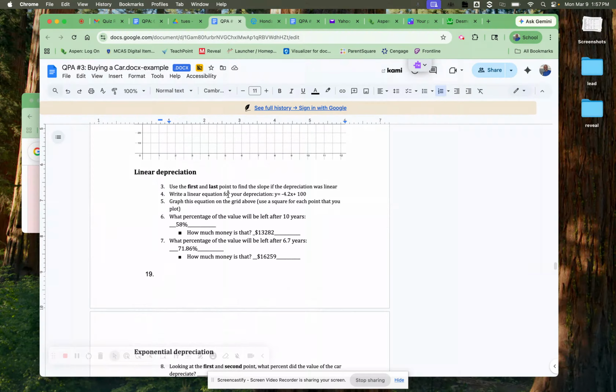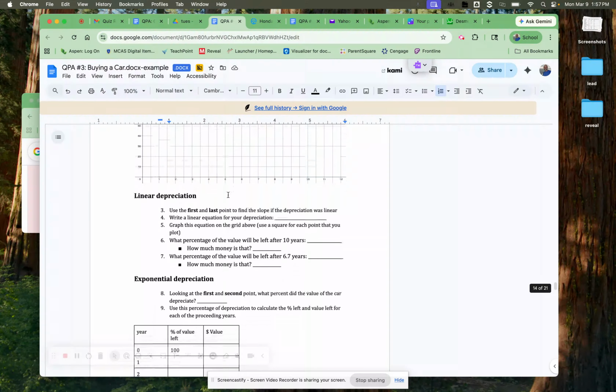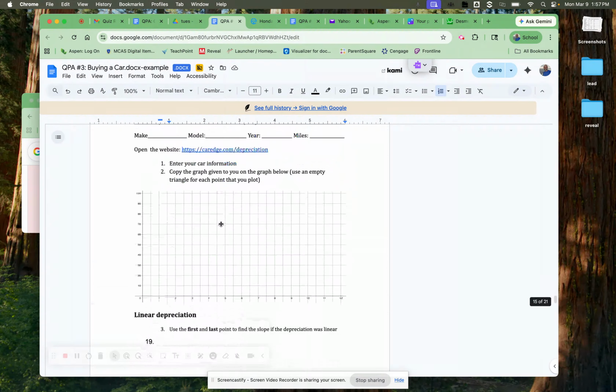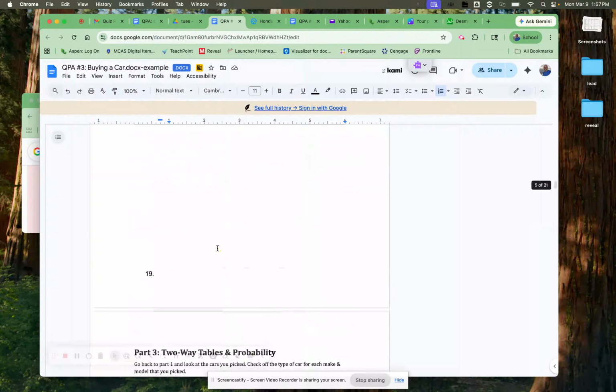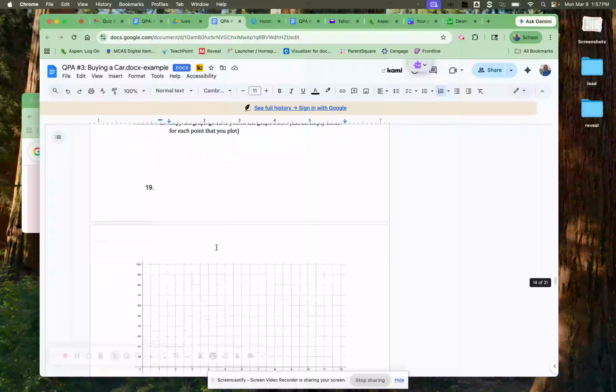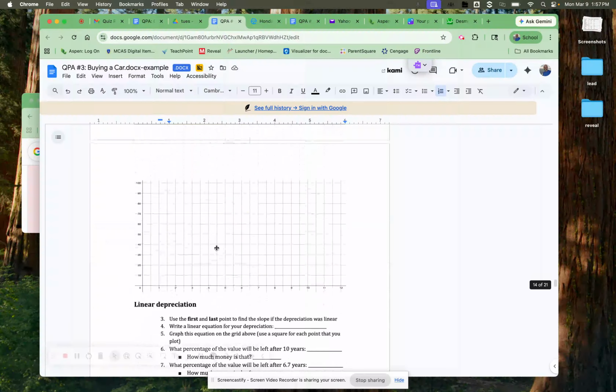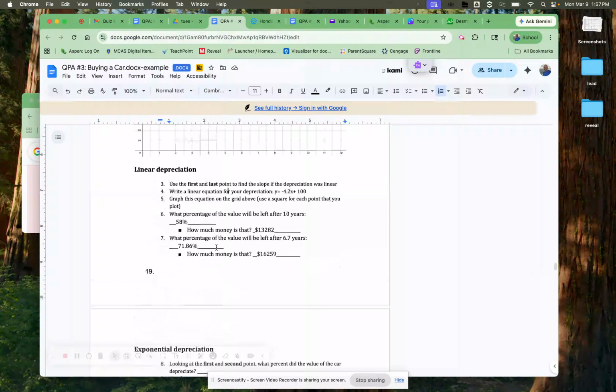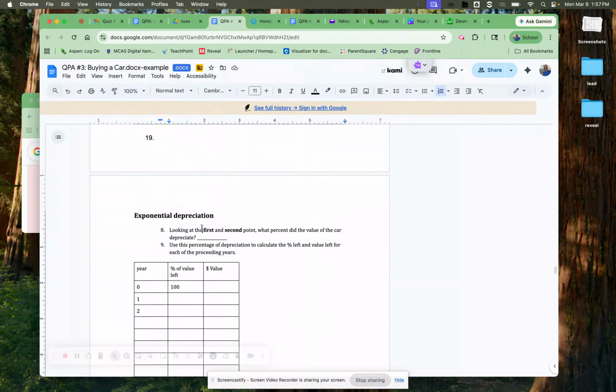That's what you're going to do for linear appreciation. You're going to have this 3 different times. You're going to do this for all 3 of your cars. So for all 3 of the cars that you picked in part 1, you're going to do the same thing that I just did. All right? And then the second part of this is for exponential depreciation.